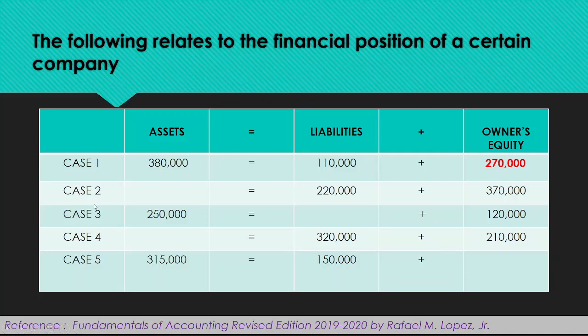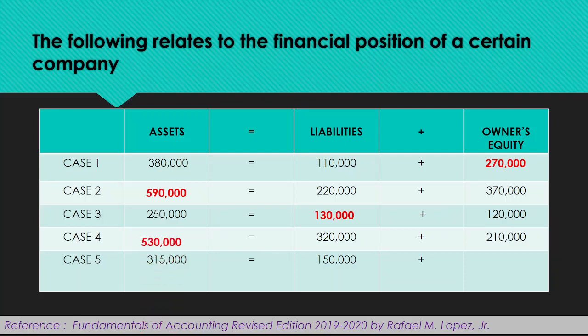Okay? How about case number 2? The missing figure is the assets. So therefore, 220 plus 370 will give us 590,000. How about case number 3? Can you do it alone? What would be your answer? The answer you must have is 130,000. To check our equation, 130 plus 120, the total is 250. So it is balanced.